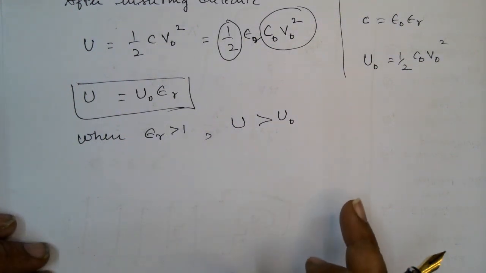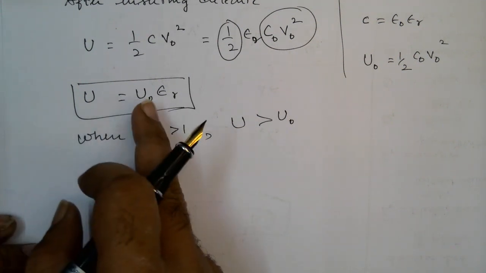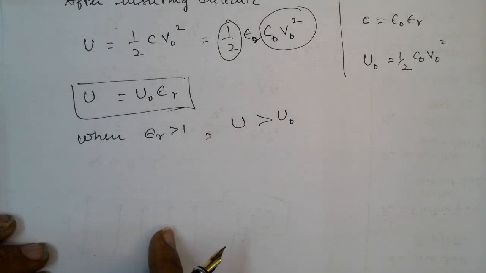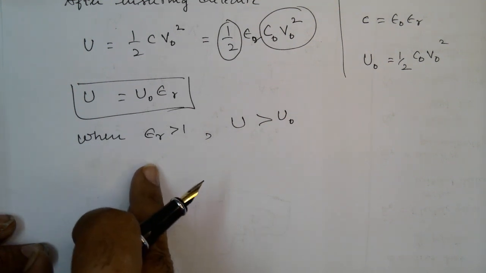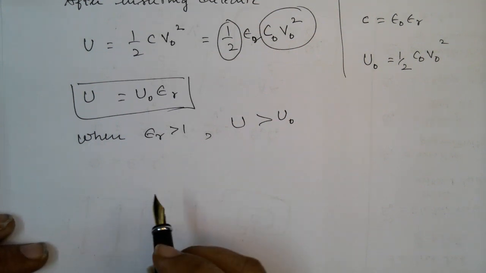But when you compare with the connection without battery, it is U is equal to U naught by epsilon r, where it decreases, and in this case it increases. So you have to point out this difference.